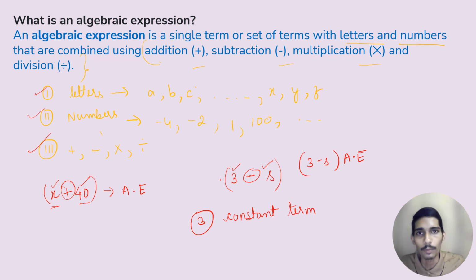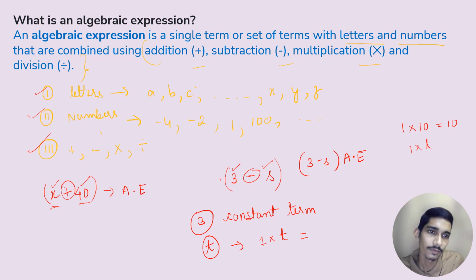Okay, if a letter is given, suppose t, and it is asked whether it is an algebraic expression or not. Yes, it is an algebraic expression. Why? Because we can write this t as 1 multiplied by t, 1 into t. When you multiply any number with 1, we get the same number. For example, 1 into 10, we will get the answer as 10. So 1 into t will give the answer as t.